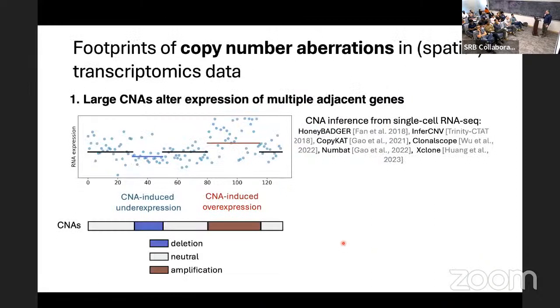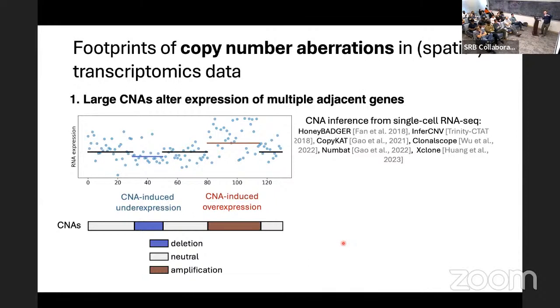If we think again about these copy number aberrations, there are many types of mutations in cancer. Large copy number aberrations leave a footprint in RNA expression. There's a lot of spatial RNA sequencing, hardly any spatial DNA. So we thought, if you delete chromosome 1, the genes on chromosome 1 tend to be underexpressed. If I amplify chromosome 8, the genes on chromosome 8 tend to be overexpressed. So there's this signal of changes in expression due to copy number changes.